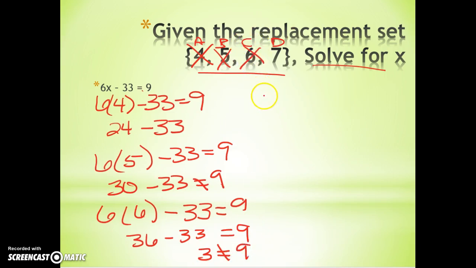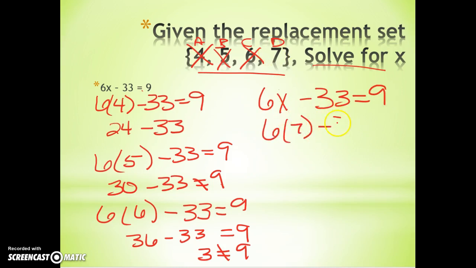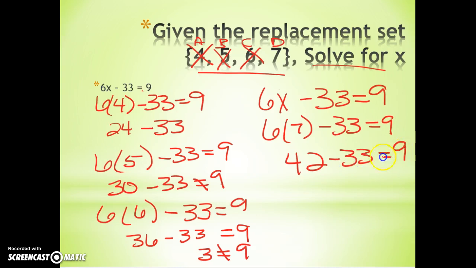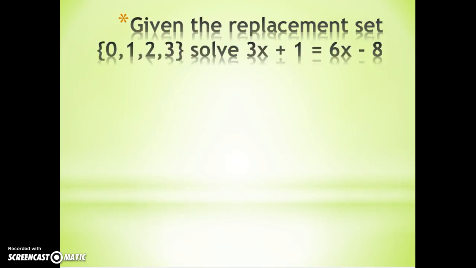Hopefully, this is a true statement, or else we've got a null set. Oops, I rewrote it and I didn't really need to. Let's insert 7 for x and see what we get. 6 times 7 is 42 minus 33. Does that equal 9? Yes, it does. 9 equals 9. Our value of 7 is the correct value for x. That question, sorry. Given the replacement set, be able to solve this.